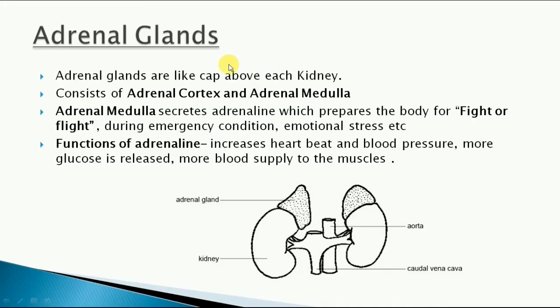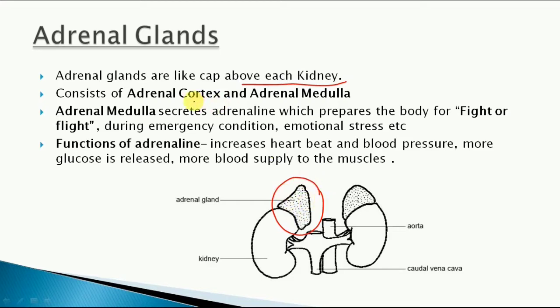First, let us know the structure of the adrenal gland. Adrenal glands are like a cap above each kidney. So what is its location? It is above each kidney. The kidney, we know, is located in the excretory system, and above each kidney there is a cap-like structure which is known as the adrenal gland.